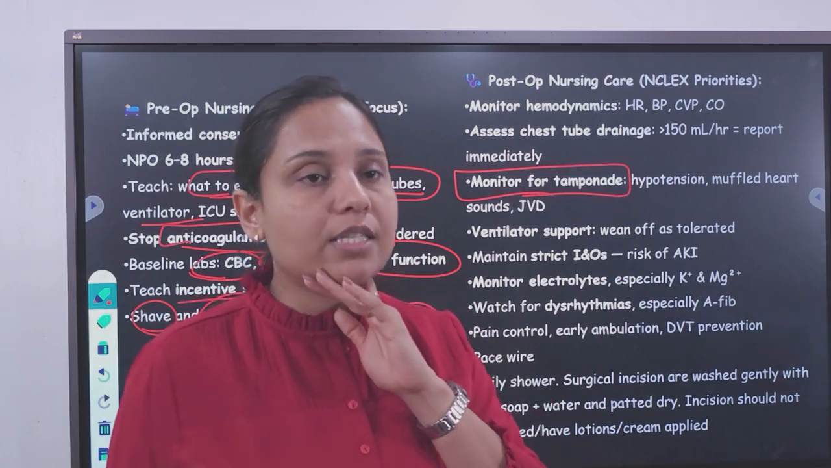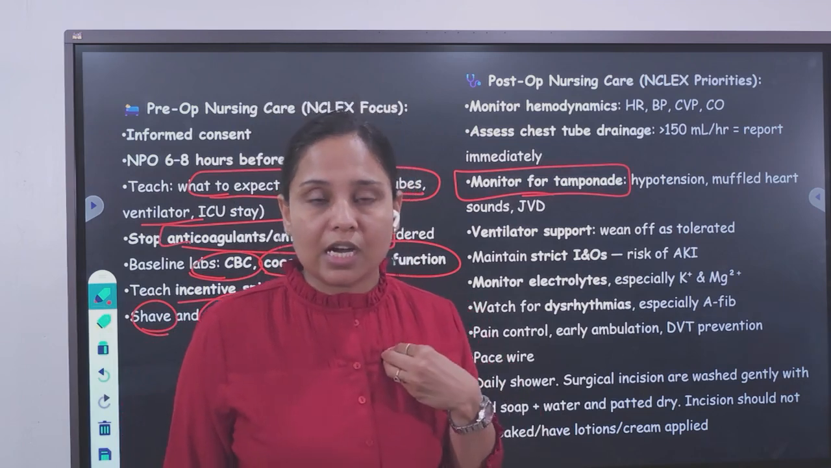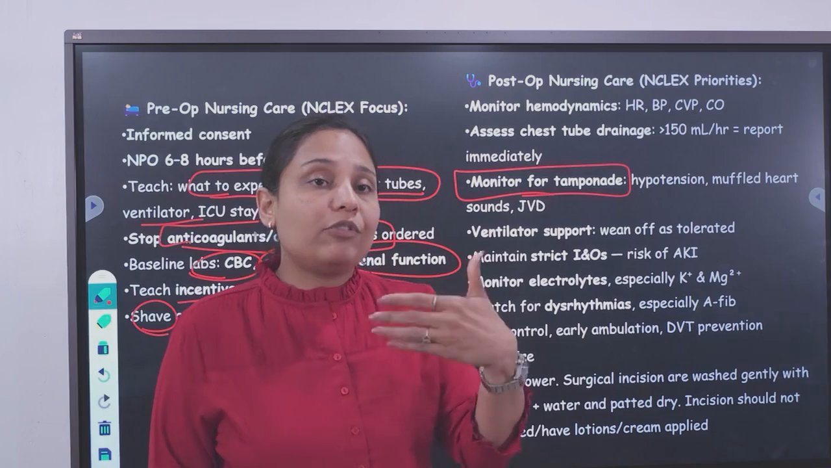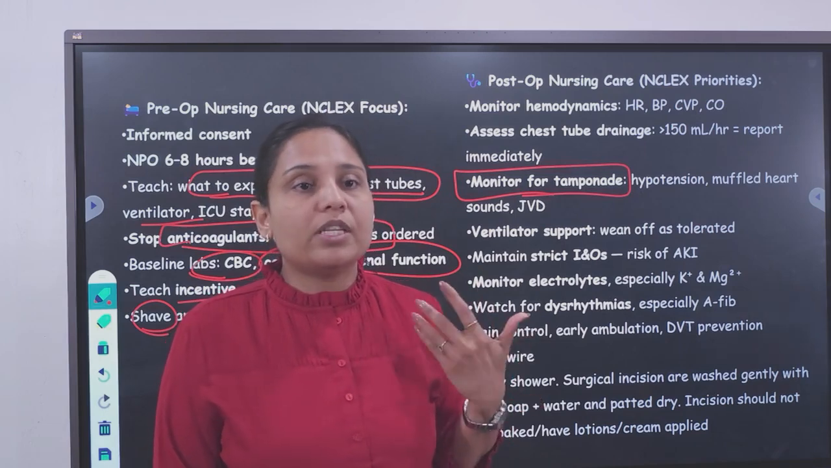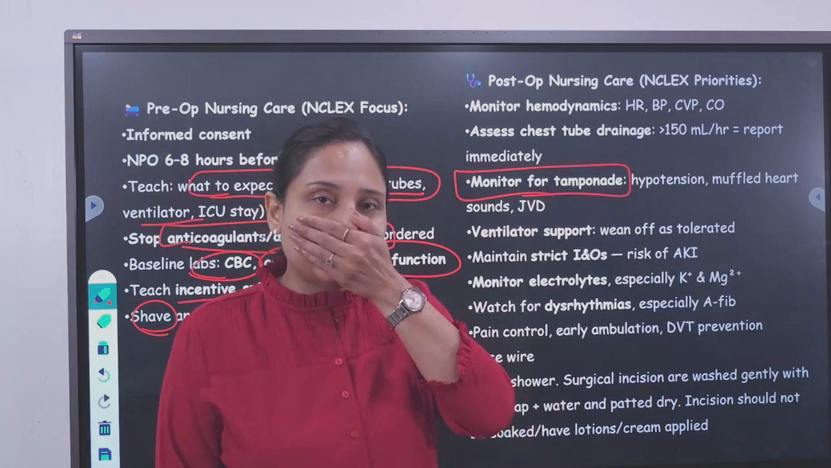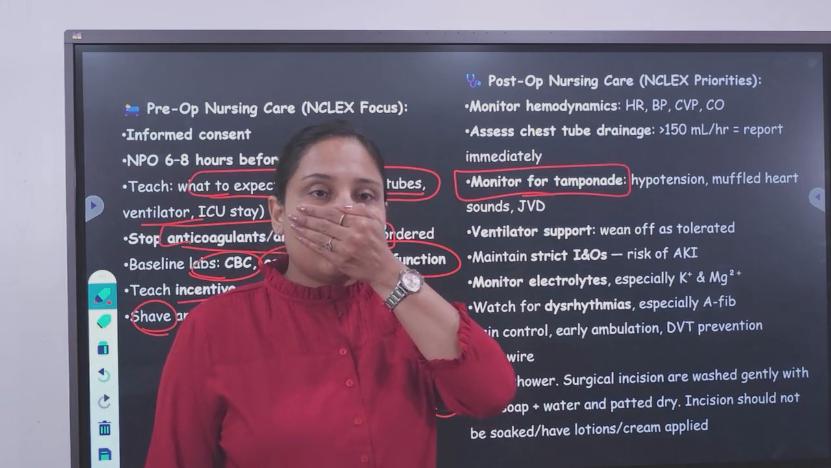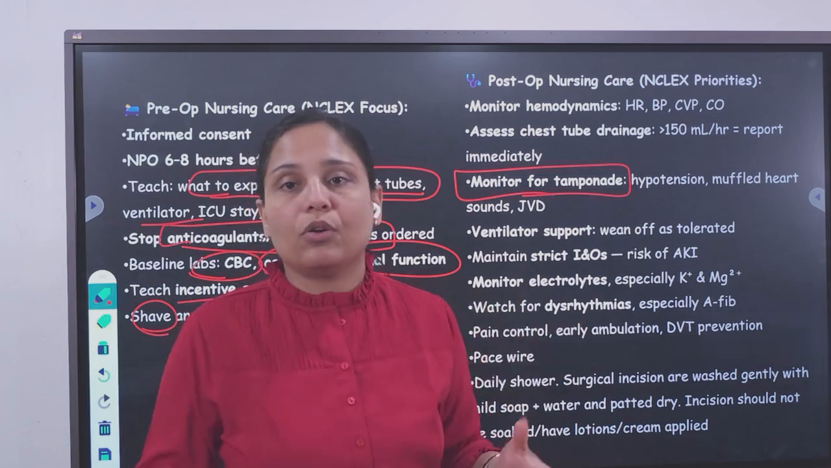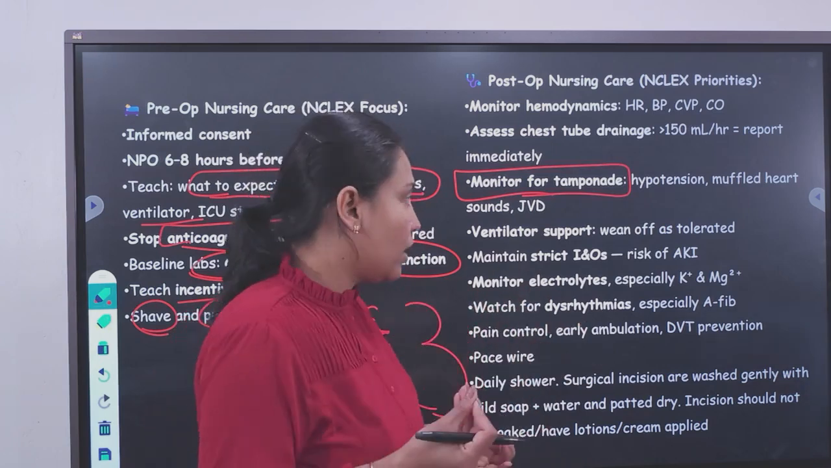What is muffled heart sound? So when I auscultate the heart sound, I can listen to it very easily, okay? Or if I'm speaking right now, you are able to listen to me clearly. But what if I'm speaking like this? Okay, so that is muffled sound. That is muffled. So this is how you are going to listen to the sound which is muffled in cardiac tamponade.